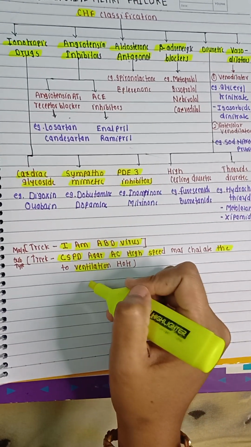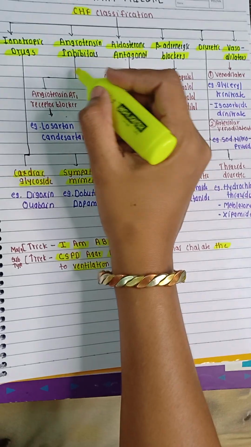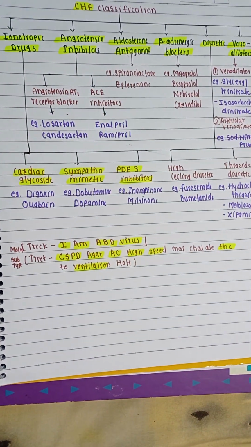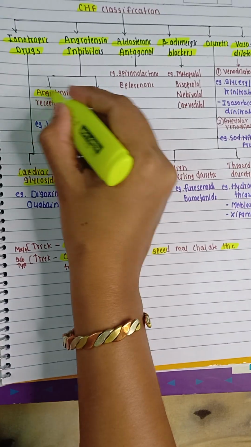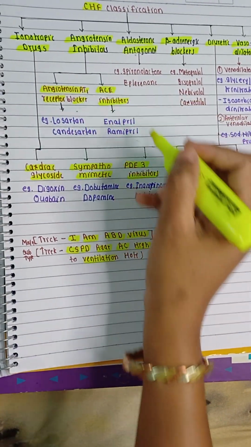Okay, AC in angiotensin inhibitors, there is a trick: A for angiotensin II receptor blockers, and AC for ACE inhibitors.